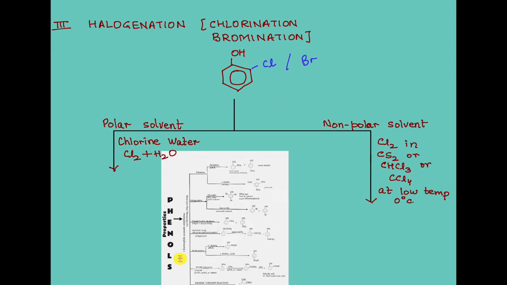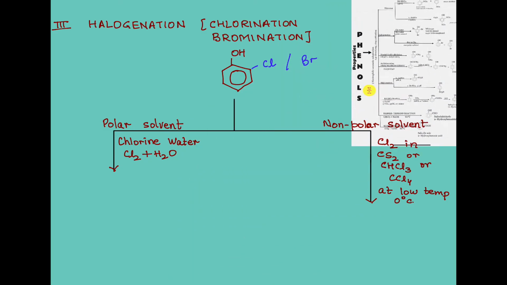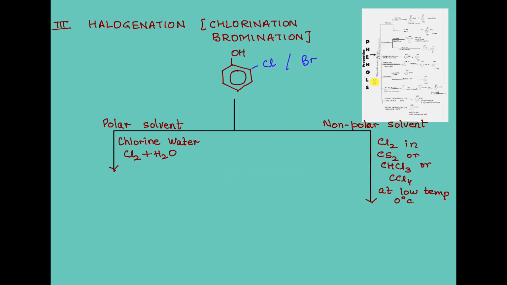So in the case of polar solvent, what will happen is we are going to get a tri-substituted product. So here we will get 2,4,6-trichlorophenol, OH. So this is position number 1, position number 2, 3, 4, 5 and 6. That means at position number 2 I'll get a chlorine, at position number 4 there will be a chlorine, and at position number 6 there will be a chlorine. So this gives us 2,4,6-trichlorophenol.